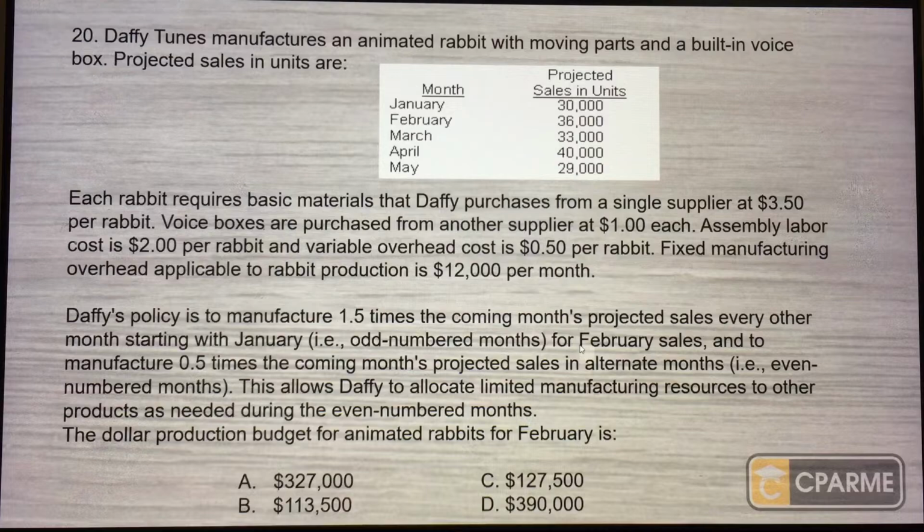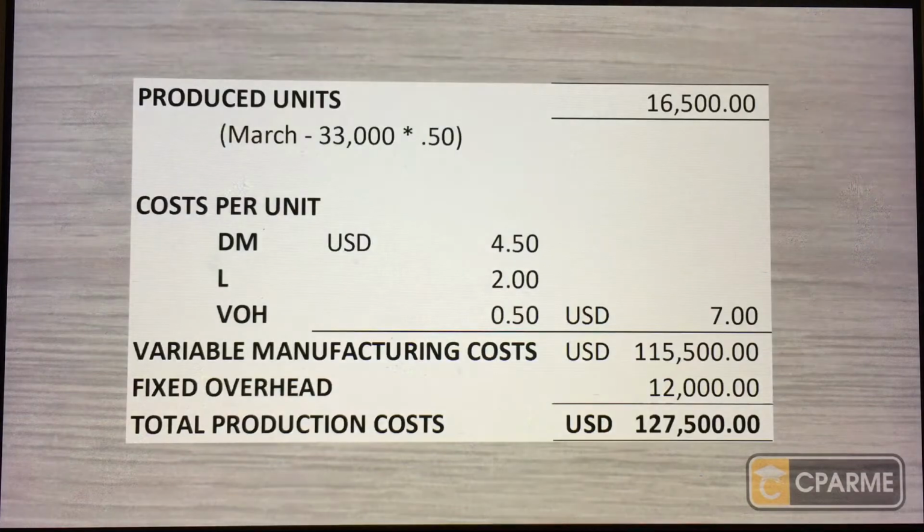Okay, so the correct answer for this number is letter C, 127,500. Produce units, 33,000 times 0.5, 16 and a half thousand. The cost per unit, the direct materials, the labor, and then the variable overhead, $7. Then multiplied by 16 and a half thousand plus 12,000 fixed overhead. So we could come up with the total production cost, 127,500. So okay, I think we're done with the budgeting methods and terminologies.